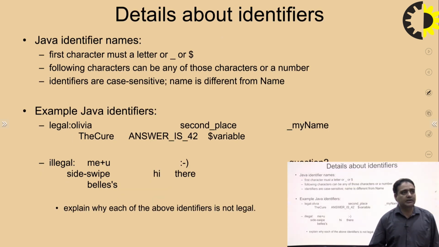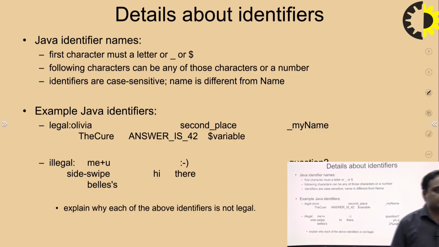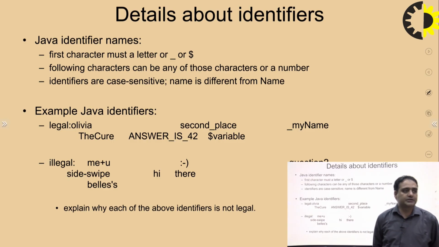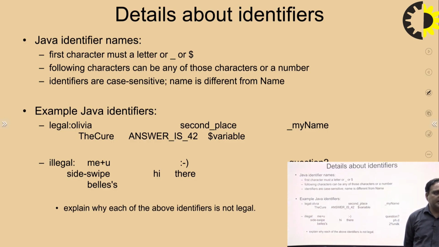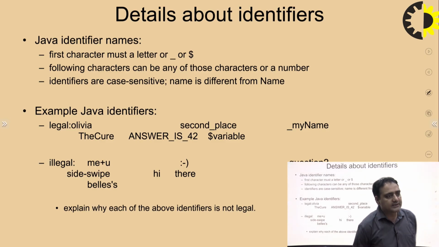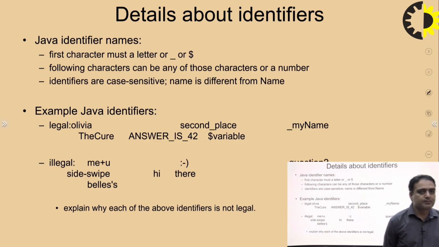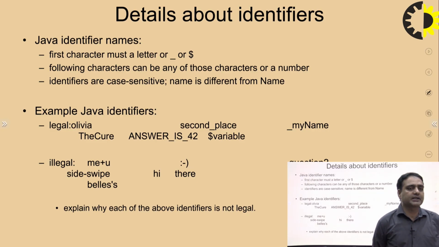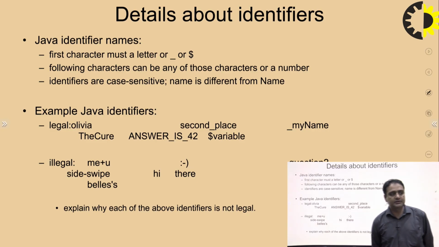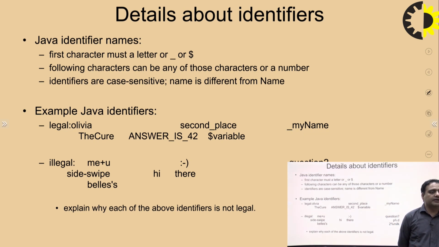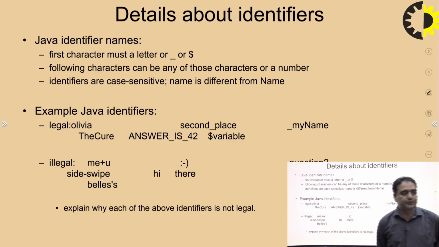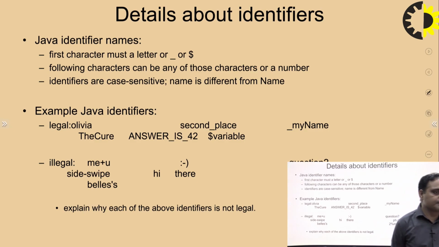Details about Java identifiers: the first character must be a letter or a dollar sign. In the examples of identifiers, some are legal and some are illegal. For example, e plus u is illegal, it cannot be used. You cannot use any operators between the characters. Here, you are using the plus operator between the e and u characters, so it is illegal.